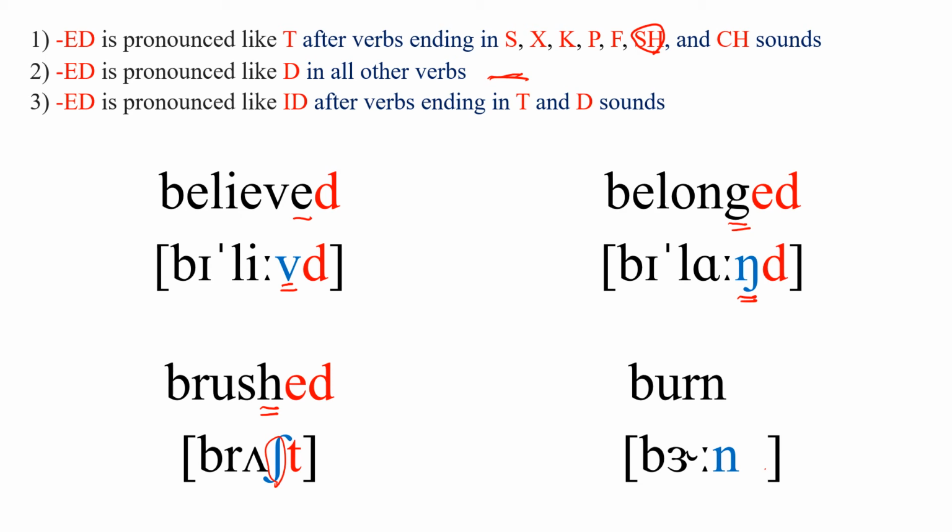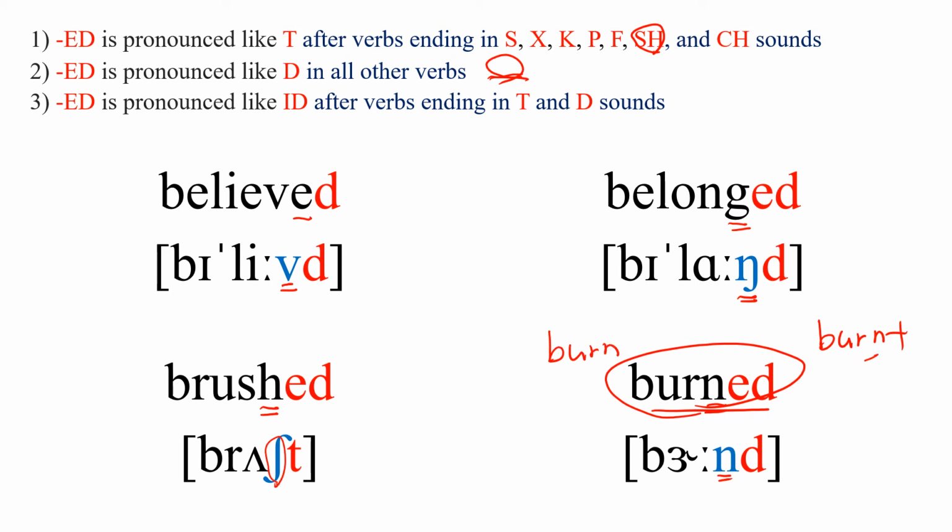Next one, burn. This is a consonant, so we add ED, and then N is voiced, so we add D only, and we read burned. Actually, burned has two forms. Some people would prefer to say burnt. So burned is a past form of burn, and burnt is the past form of burn as well. Some people would say burnt, some people would spell burnt. So this is up to you.